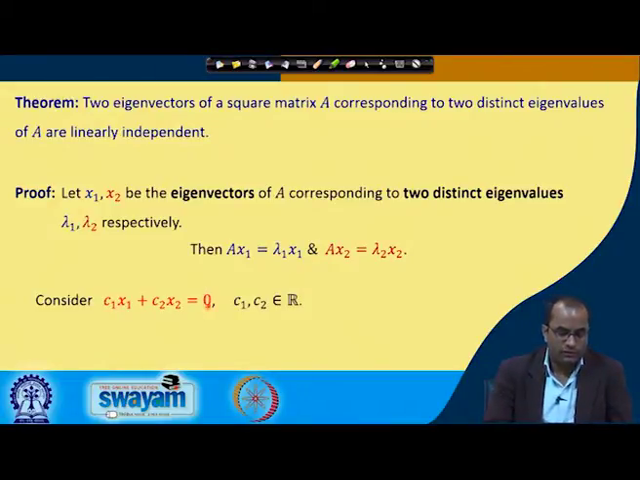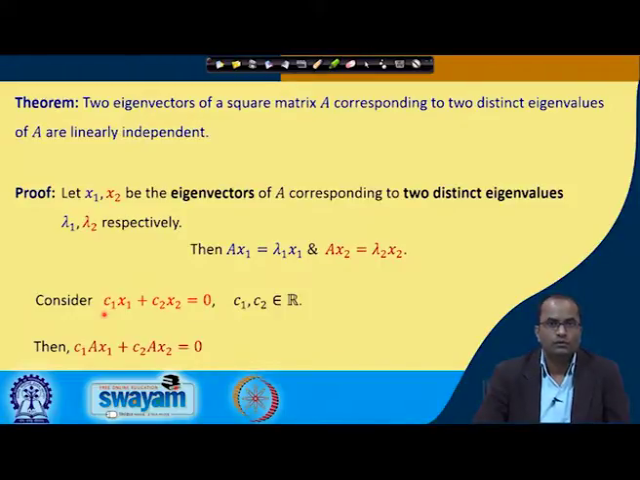And so, this is the 0 vector here, the right hand side, and then we will show that this will imply that this linear combination is 0 only when C 1 is 0 and C 2 is 0. That shows that x 1 and x 2 are linearly independent.